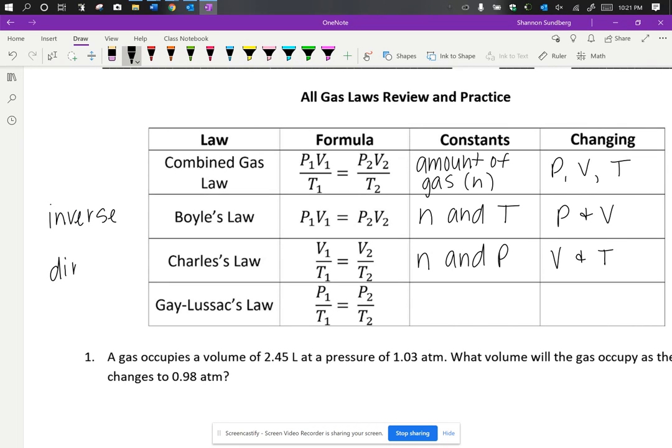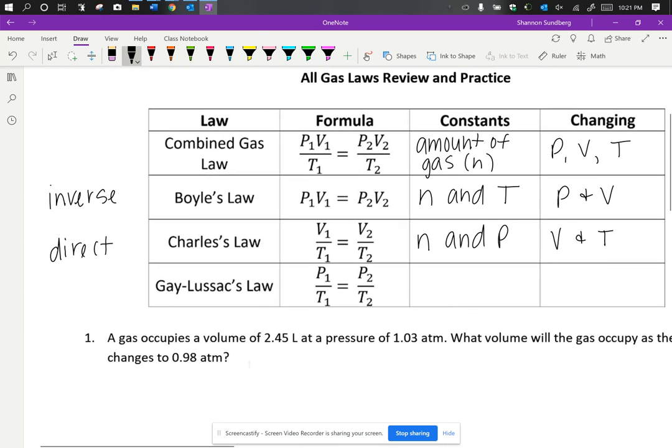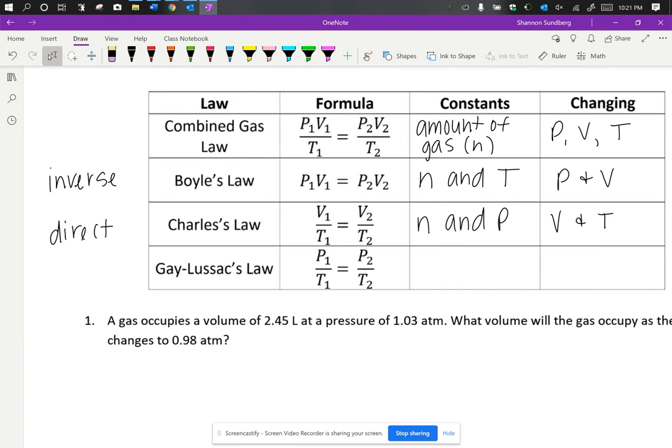And a quick way to remember Charles's law is Charles watches DirecTV. So there's a direct relationship between T and V. So again, something that's stuck with me since high school. Gay-Lussac's law. Check out the equation. We're missing volume. That means it's a constant here. So N and V. The things that are changing are P and T. This guy is a direct relationship. I don't have a fancy saying for this one, unfortunately.